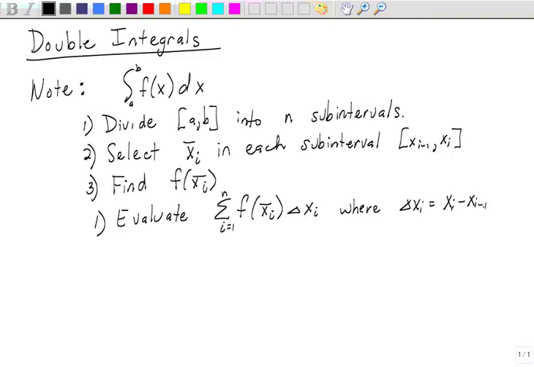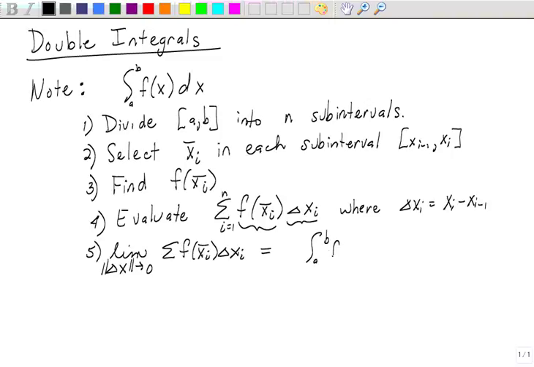So if f is positive, remember this represented area, and this part represented the height, and this part represented the width of each rectangle, and we added those up. And then we took the limit as the largest delta x goes to 0. If the largest goes to 0, then they all go to 0. And that was the integral. That's what we define the integral to be if the limit exists. So this is the Riemann sum approach.